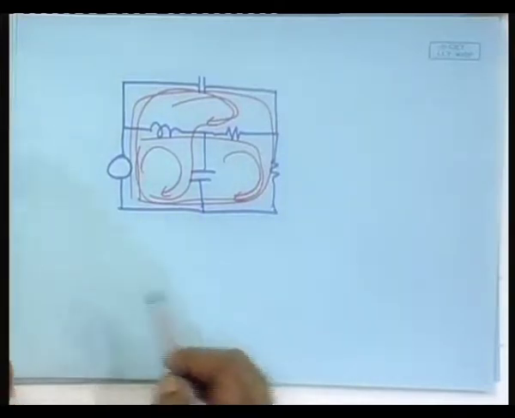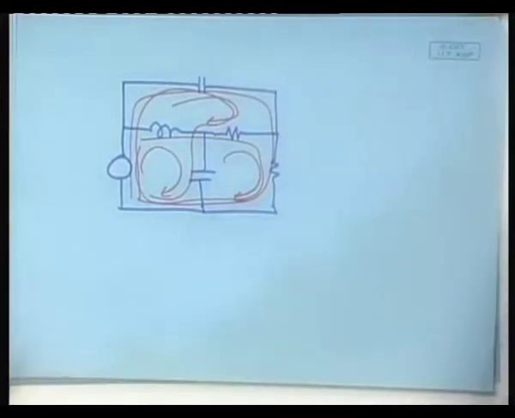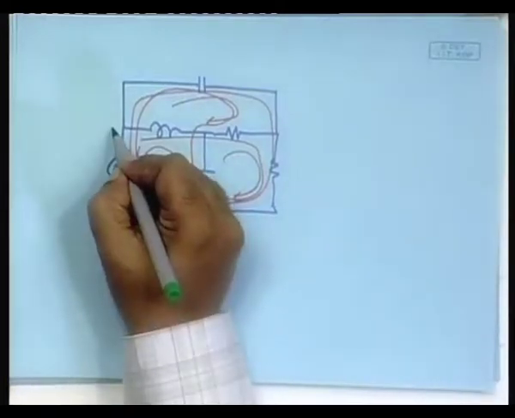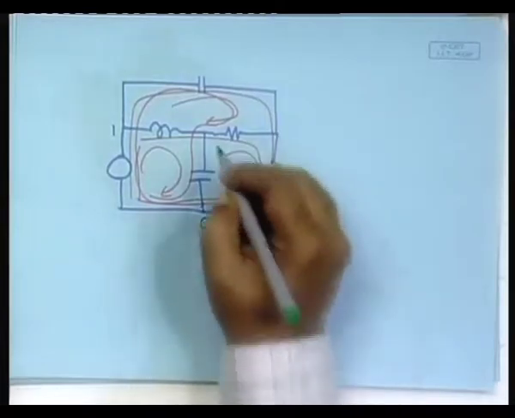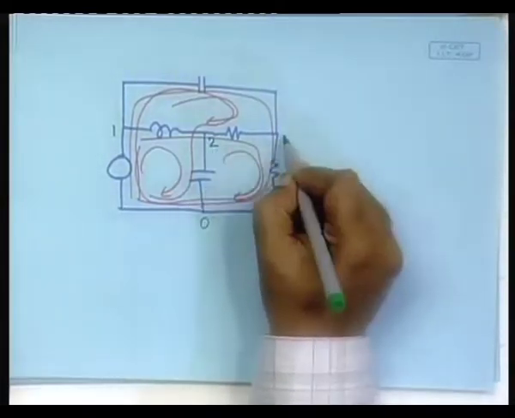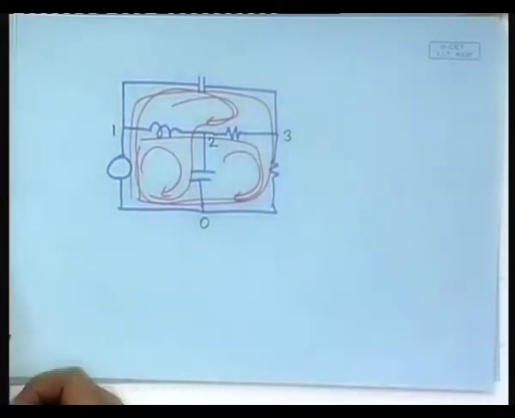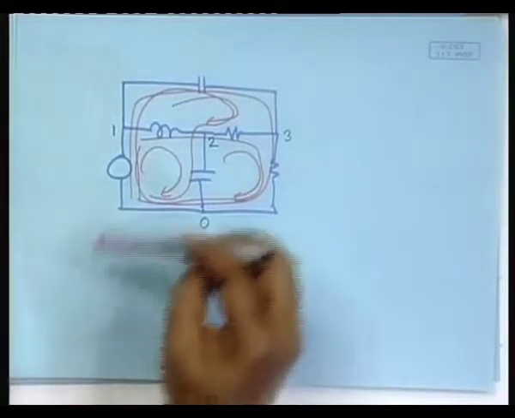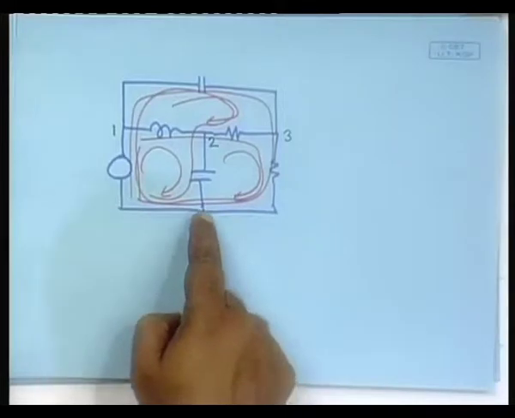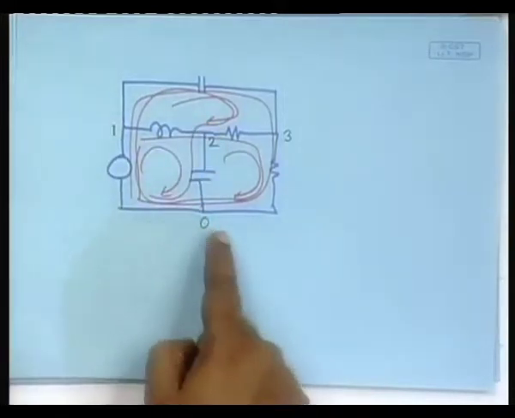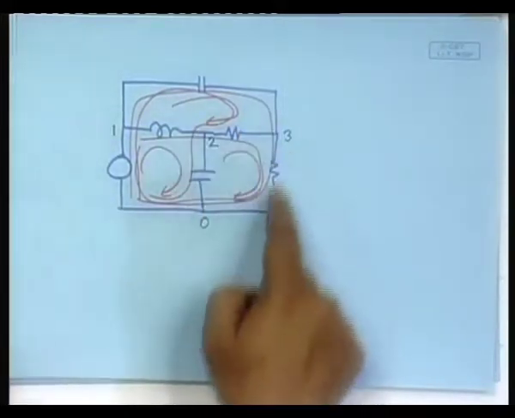So, if you can identify by names, say if I say this is 0, 1, 2, 3, then we can easily write down the positions of the loops. For example, this loop would be said as the 0, 1, 2 loop. This loop would be the 0, 2, 3 loop.